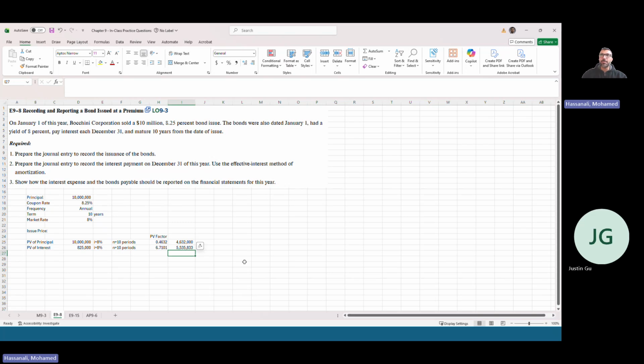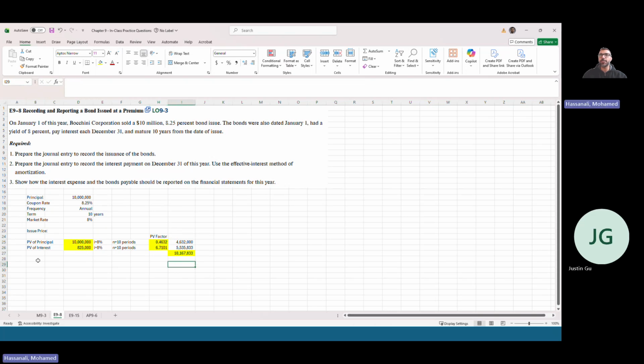Okay, so we've got 5,535,833. Now, remember, this is a bond where the market rate's 8%, we're paying 8.25%. Therefore, we expect to be issuing this bond at a premium because our bond is paying more than the market. So we expect more money than the face. So we need this number to be more than 10 million, and we have 10,167,833. Okay. So these are the inputs you needed.